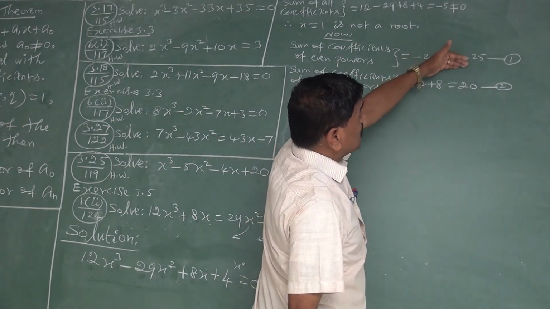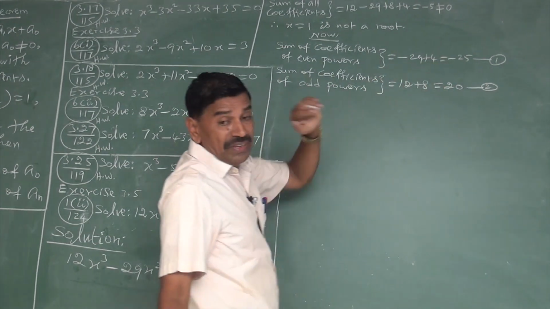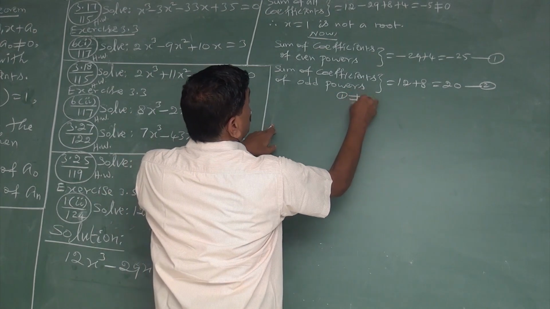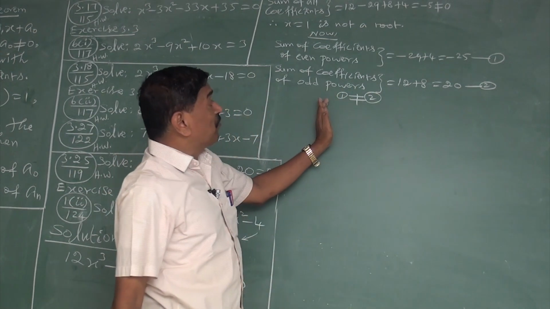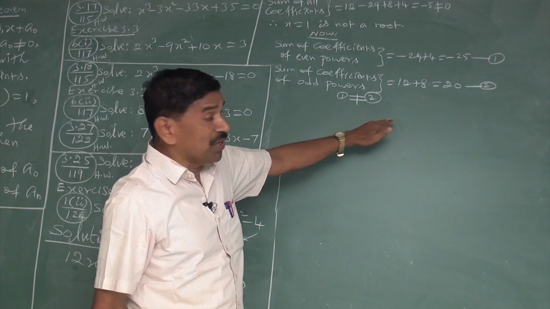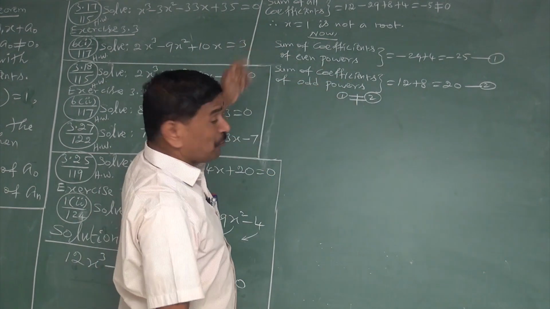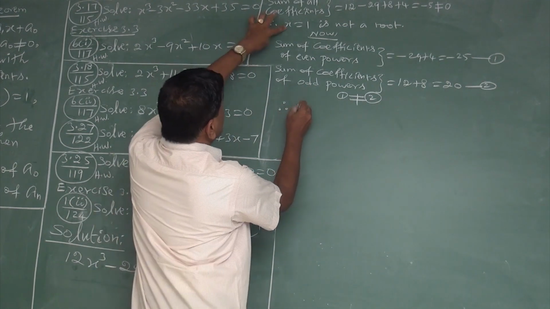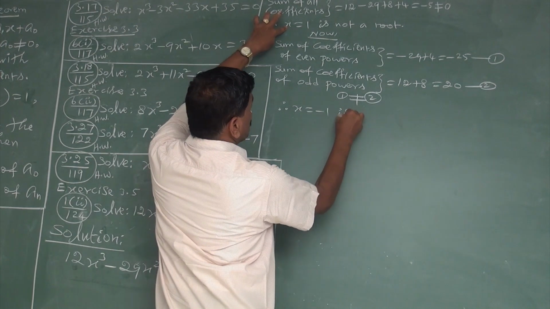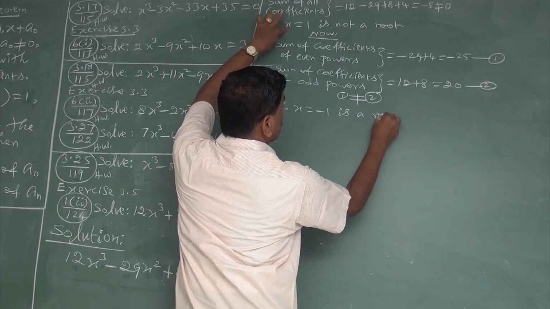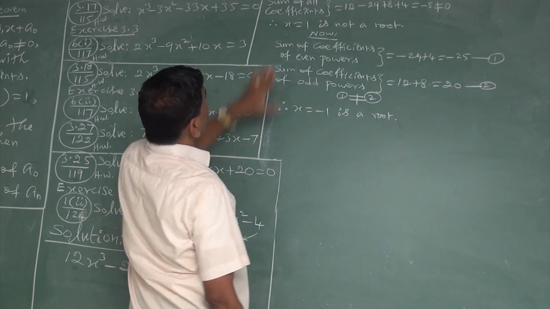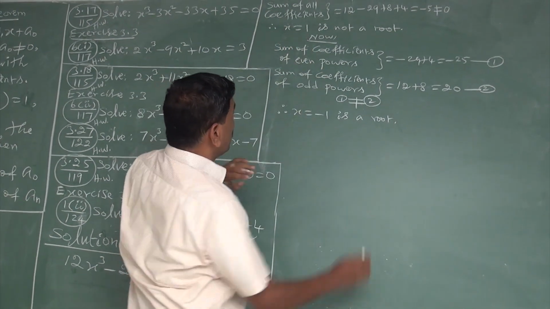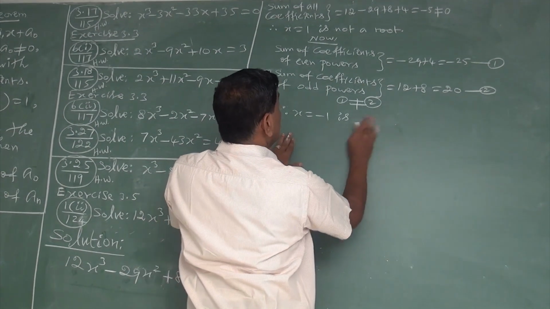Here first answer minus 25, second answer 20. These two answers are whether equal or unequal? Very good, unequal. So here first answer is not equal to second answer, which means sum of coefficients of even powers is not equal to sum of coefficients of odd powers. Therefore, what is the conclusion please? Therefore x equal to minus 1 is not a root. Listen, first verification, failure. Second verification, also failure. That is, x equal to minus 1 is not a root.